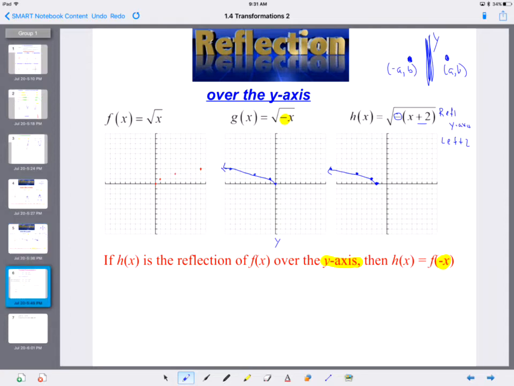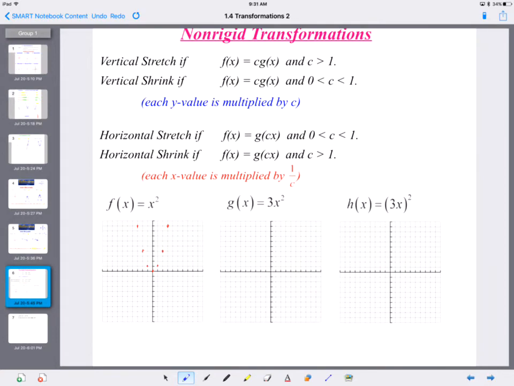Alright, and then the last part that we're going to be doing is our non-rigid transformations, which are our horizontal stretch and compressions. Our textbook uses the word shrink. Typically I use the word compression, but just make sure you know both in terms of using the book and talking in class as well. So if you take a look here, these are where you're changing kind of the shape of the graph, where you're stretching it out a little bit or compressing it.